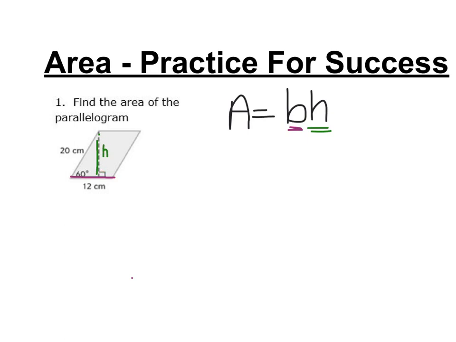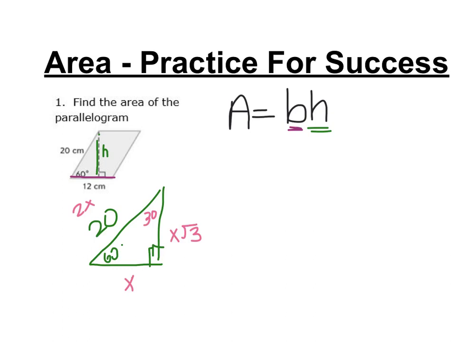We do know that this is coming from a special right triangle, 30, 60, 90. And we know the hypotenuse is 20. And we need the side across from the 60-degree angle. So we know the side across from 90, the hypotenuse, is 2x. Across from 30 would be x. So that has a value of 10, which means our height is going to be 10 square root of 3.